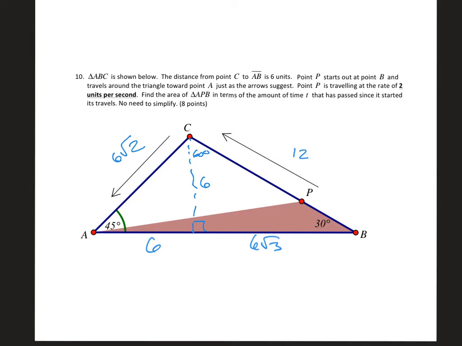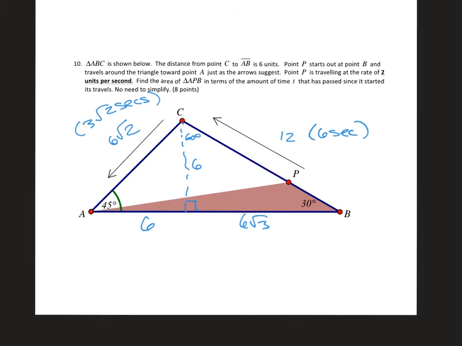And then the other piece of information I know is time. I can find time because I know the rate. I know that the rate P is traveling is 2 units per second. And remember, distance is rate times time. So if I want to find the time that P takes to go from B to C, well, that's that distance 12 divided by 2. So 6 seconds would be how long it takes for point P to go from B to C. And then to go from C to A, it's going to be 6 root 2 divided by 2, or 3 root 2 seconds. So that's my time.